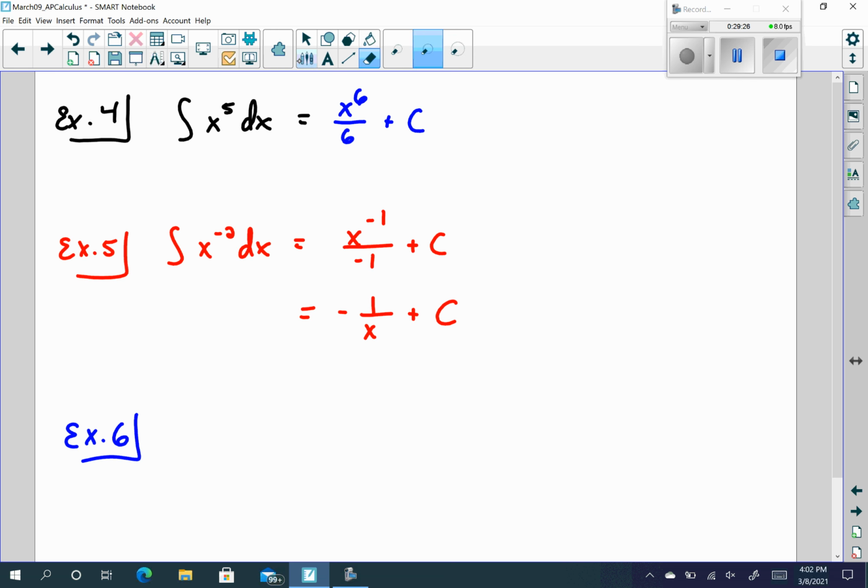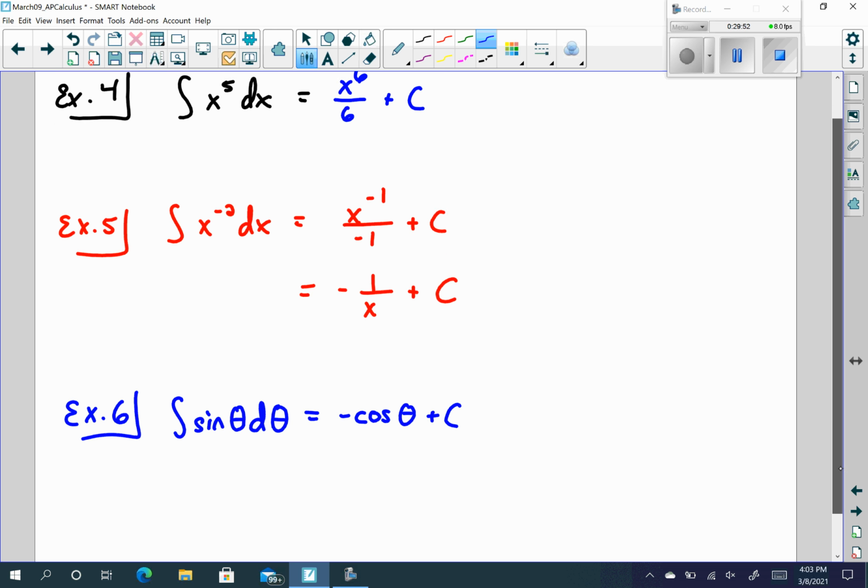And now we've seen this before. The integral of sine theta d theta. So what is the antiderivative of sine theta? Meaning if we took the derivative of this function, we would get a positive sine theta. We should be thinking cosine theta, but remember the derivative of cosine theta is a negative sine theta. We need that negative to go away, so it should be a negative cosine theta plus c.